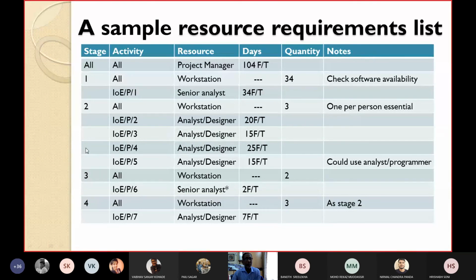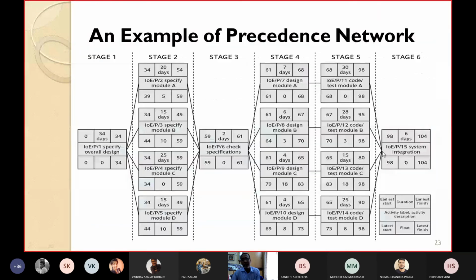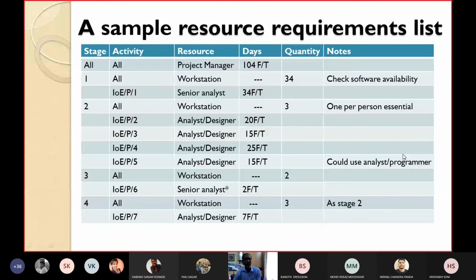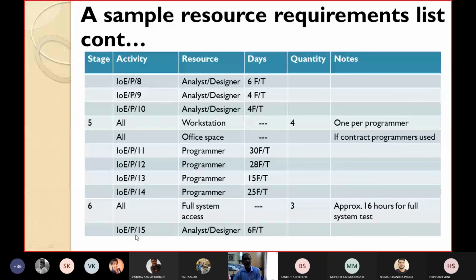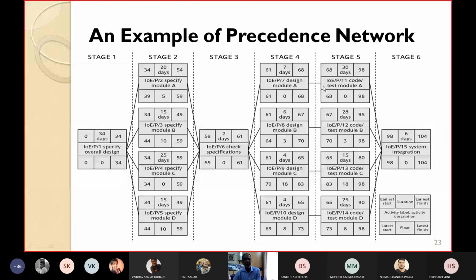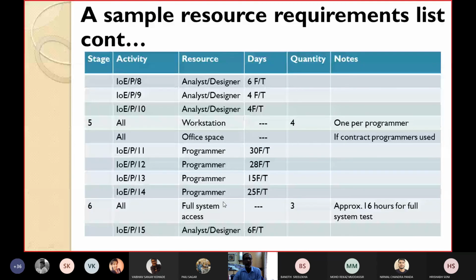So similarly, how many such activities are there? You can see 6, 7, like this, 15. There are 6 stages and 15 activities. So we have to identify for all: for which activity, what resource will be required, for how many days, quantity if required, and if any special comment or note you can write it here. In this way you prepare a requirement list.